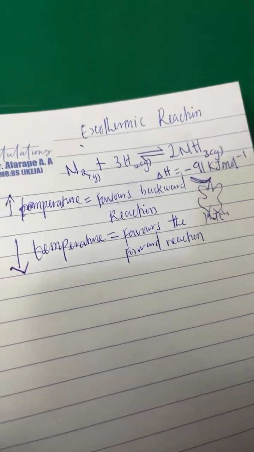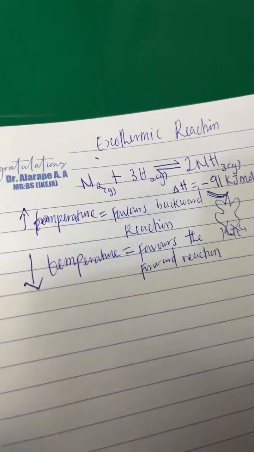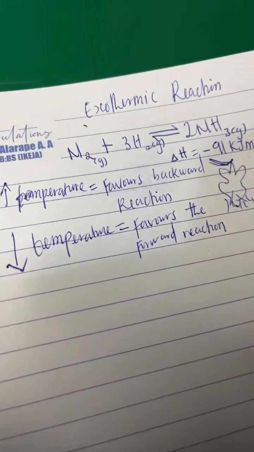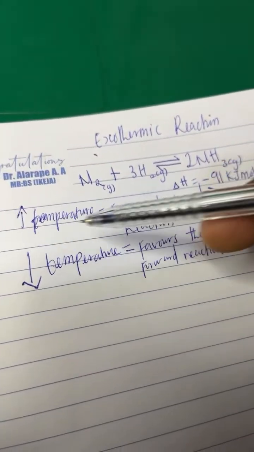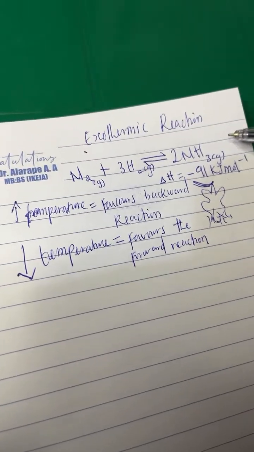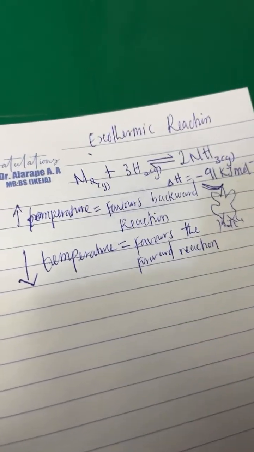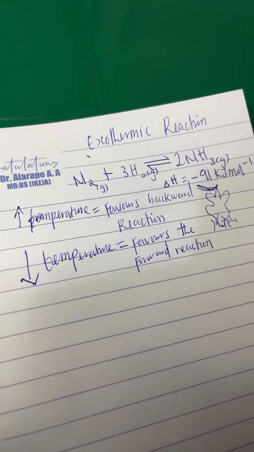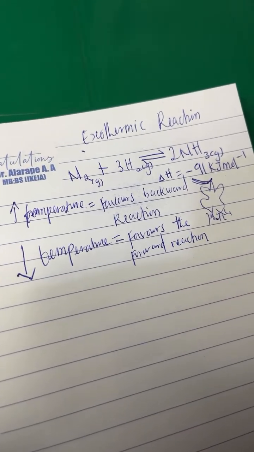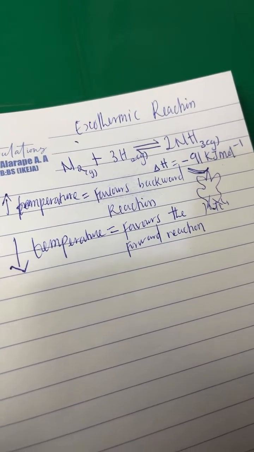They now tell you in the question that an increase in temperature of this particular reaction will favor what part? All you just need to know is that an increase in temperature, since this is an exothermic reaction, will favor the backward reaction. Because for an exothermic reaction, the backward reaction is always favored when the temperature is increased. Right? You understand what I'm saying now?